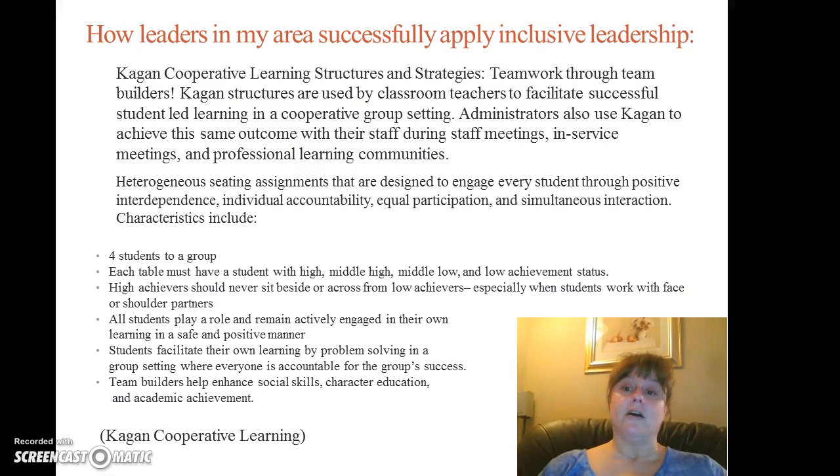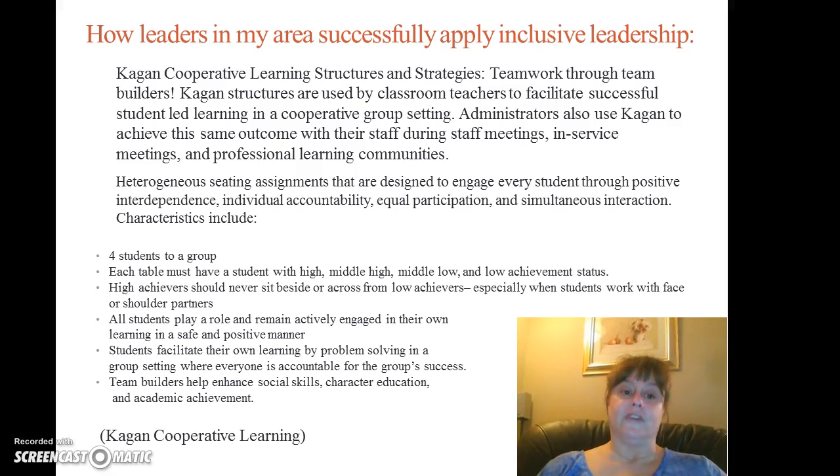Administrators in our district also use Kagan to achieve the same outcome with the staff during staff meetings, in-service meetings, professional learning communities, and other settings where teachers are together. When teachers are in the classroom and working with students, the Kagan strategy emphasizes that there is a heterogeneous seating assignment that is designed to engage every student through positive interdependence, individual accountability, equal participation, and simultaneous interaction.